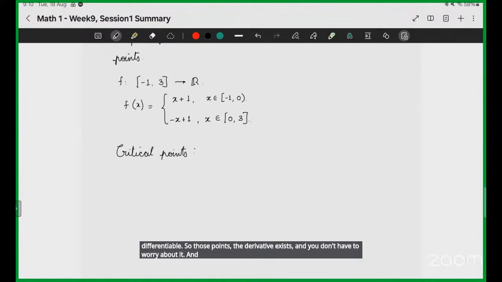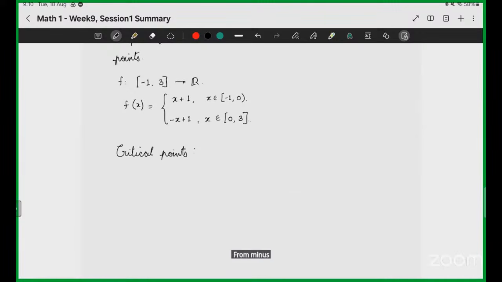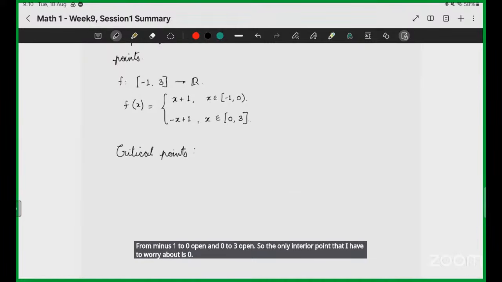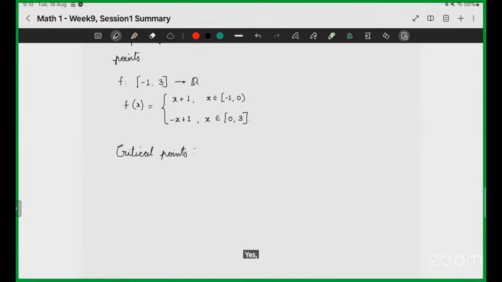And the derivative will be 1 from -1 to 0 open, and it will be -1 from 0 to 3 open on both sides. So the derivative also does not vanish. So there are no critical points from -1 to 0 open and 0 to 3 open. So the only interior point that I have to worry about is 0. Is this part clear? Yes, sir.